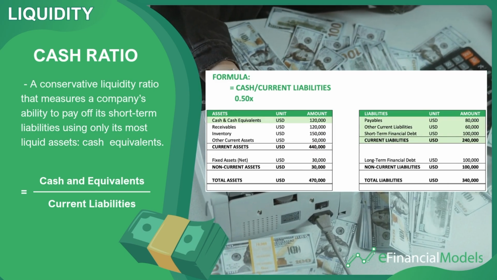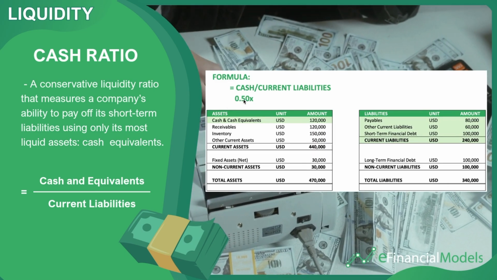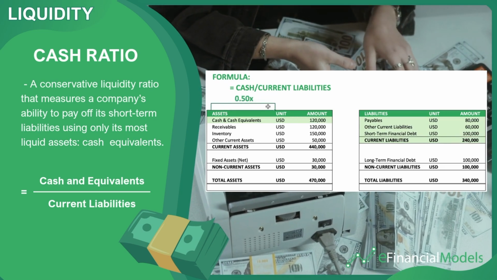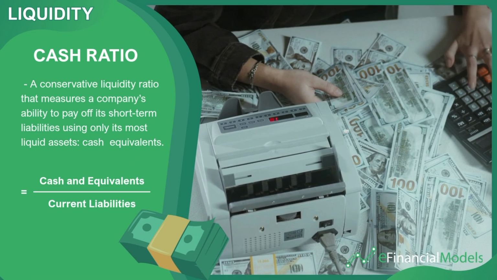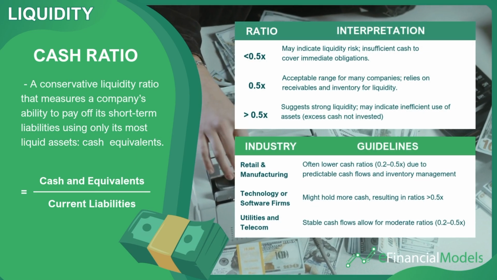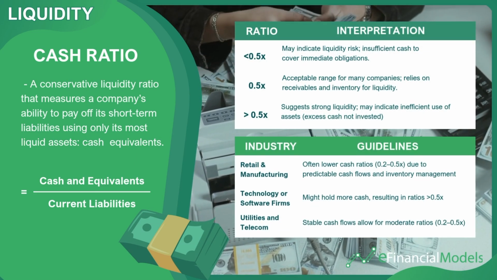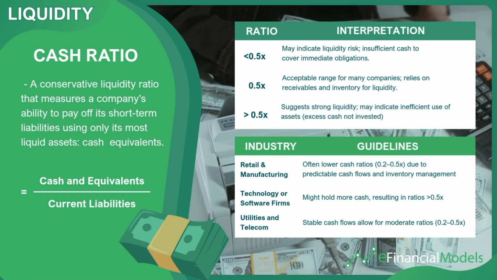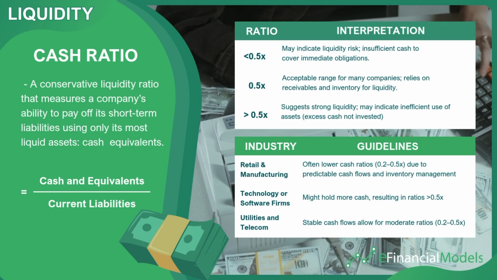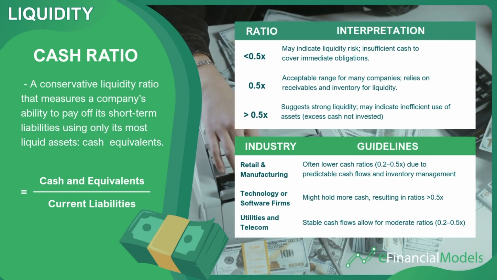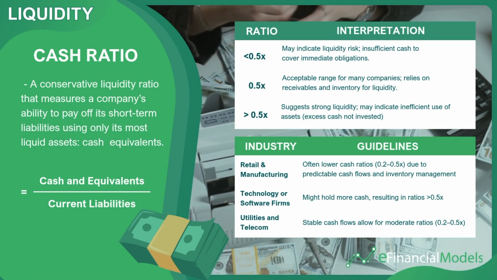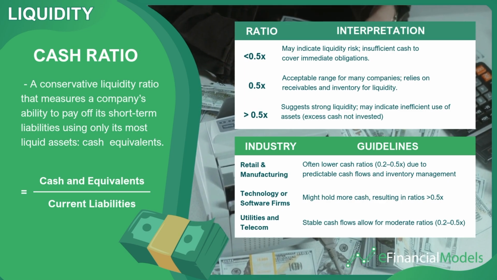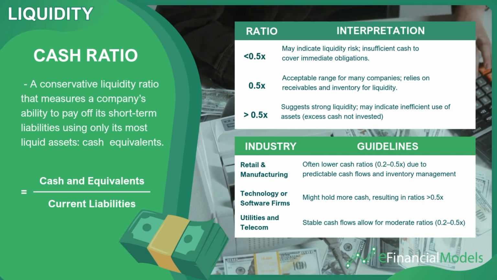While there is no universal standard amount for these ratios, general guidelines and industry practices provide the following range. For cash ratio, 0.5 times is considered an acceptable range. However, keep in mind that these guidelines could vary with each industry. For example, retail and manufacturing industries are more likely to be less than 0.5 times, due to predictable cash flows and inventory management. Meanwhile, technology or software firms might hold more cash, resulting in ratios of more than 0.5 times.